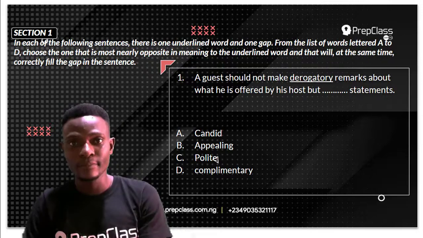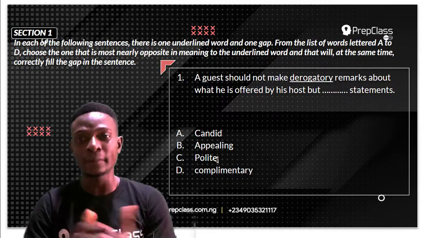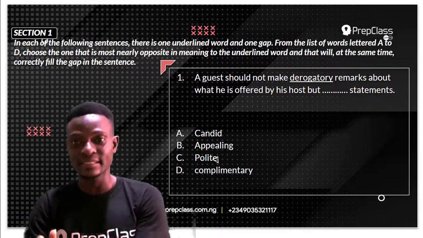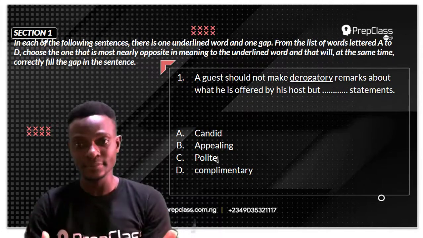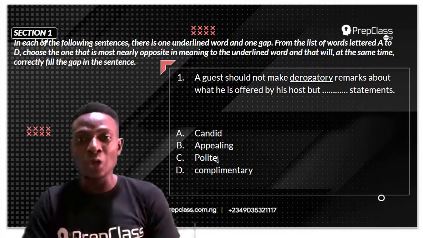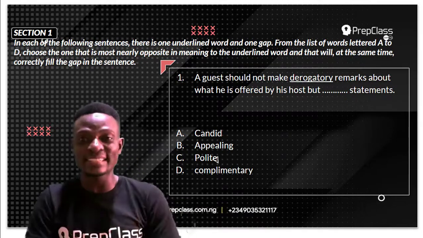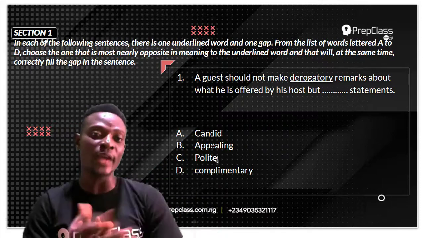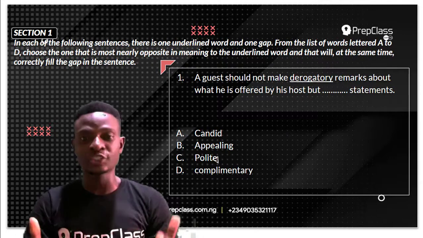So question 1 reads, a guest should not make derogatory remarks about what he is offered by his host, but dash statements. Now, the underlined word in this sentence is derogatory. Remember, we have to select the word that means the opposite of the underlined word in this sentence, which is derogatory. And that word we are selecting has to fill in the blank space in the sentence appropriately. So, the options we have are candid, appealing, polite, and complimentary.